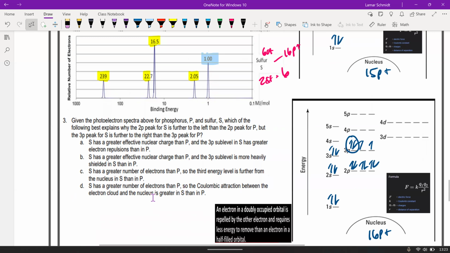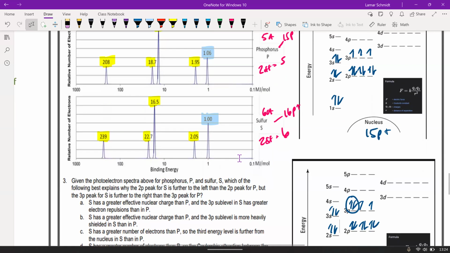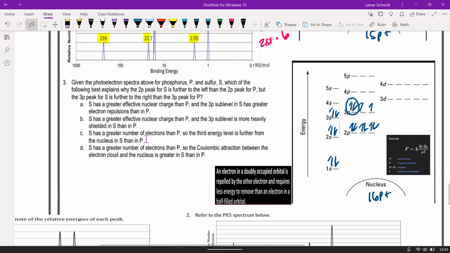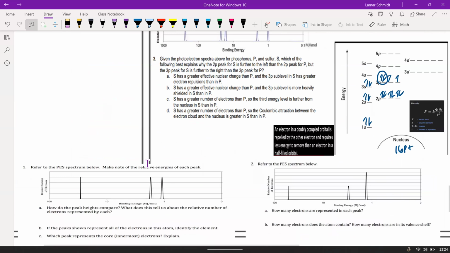So the Coulombic attraction between the electron cloud and the nucleus is greater in S than in P. You could maybe make that argument, but if you were going to make that argument, then sulfur would have higher binding energy. Do you see that? So you could make that argument, but is that consistent with what we see on this graph? And the answer to that is negatory. No, it is not. So we see that it is clearly A. Okay, then let's take a look at some easier questions here.